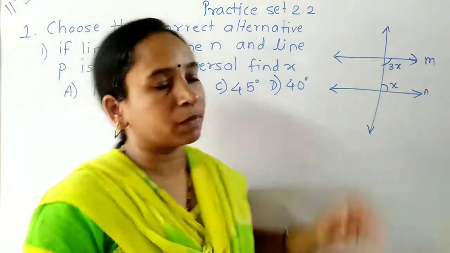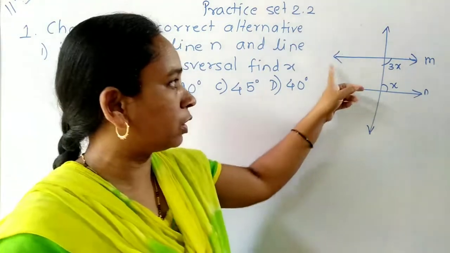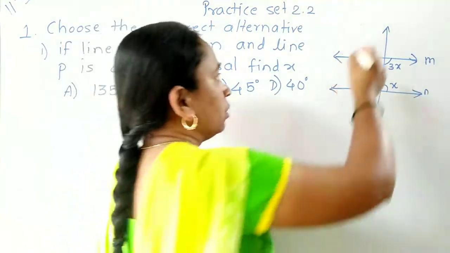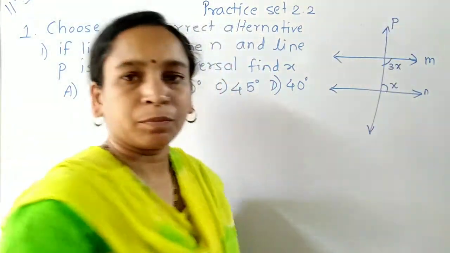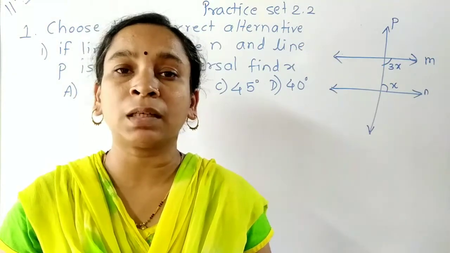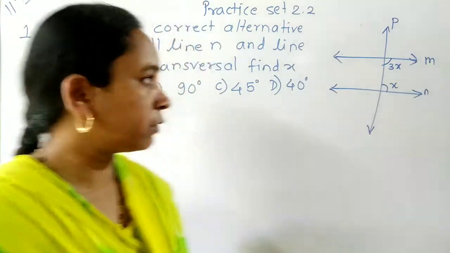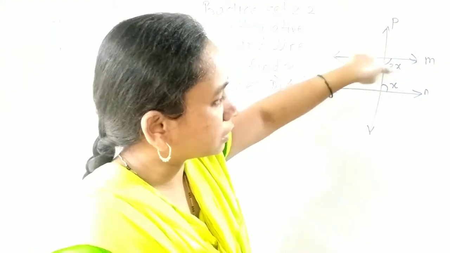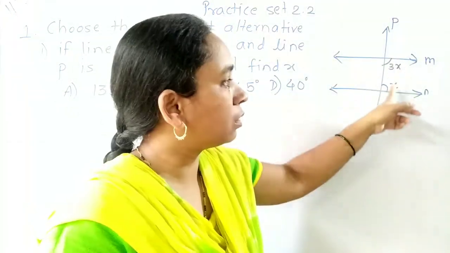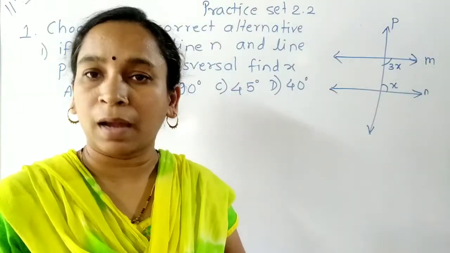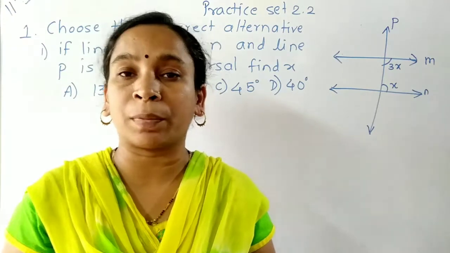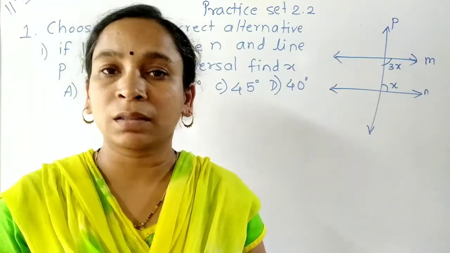So here, what is given in the figure, if you observe it carefully, line M and line N are parallel, and here P is a transversal. Because of this, you get the pairs of corresponding angles, alternate angles and interior angles. But here the angles given are 3x and x. What is the relation of these two angles? These are the pairs of interior angles. And if they are interior angles, then we know the property: interior angles are supplementary.